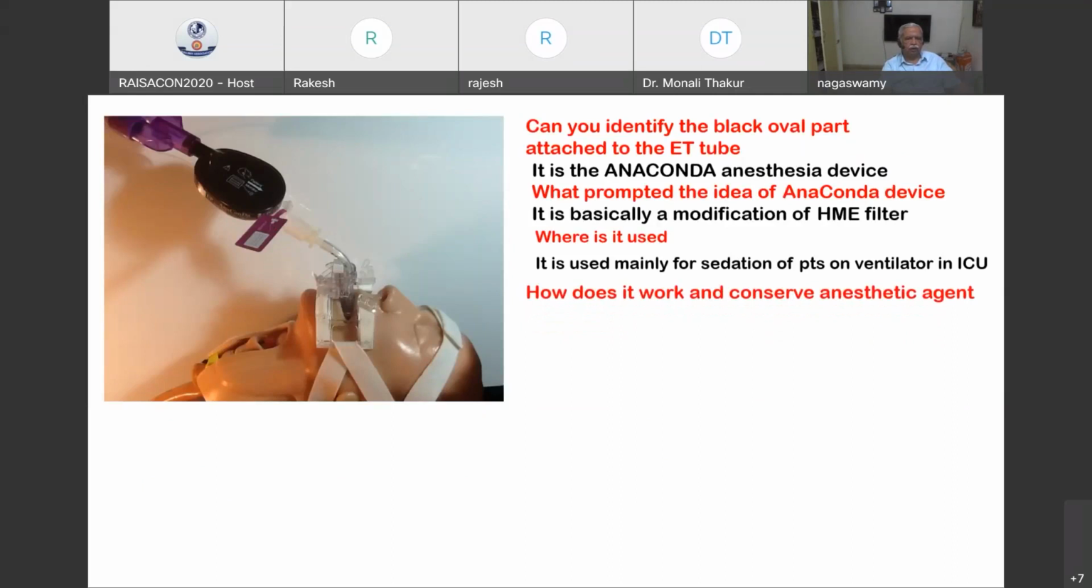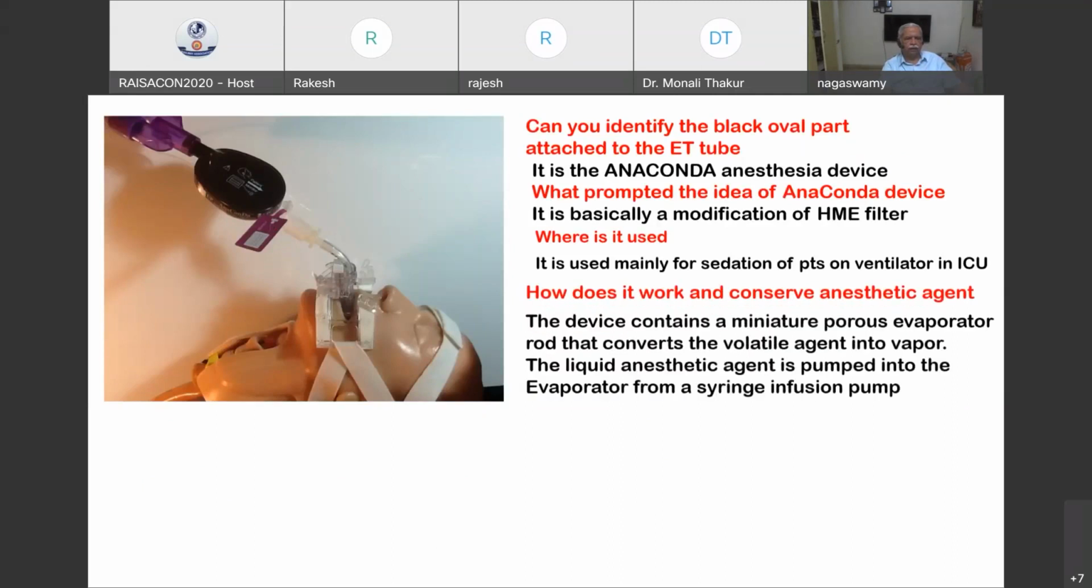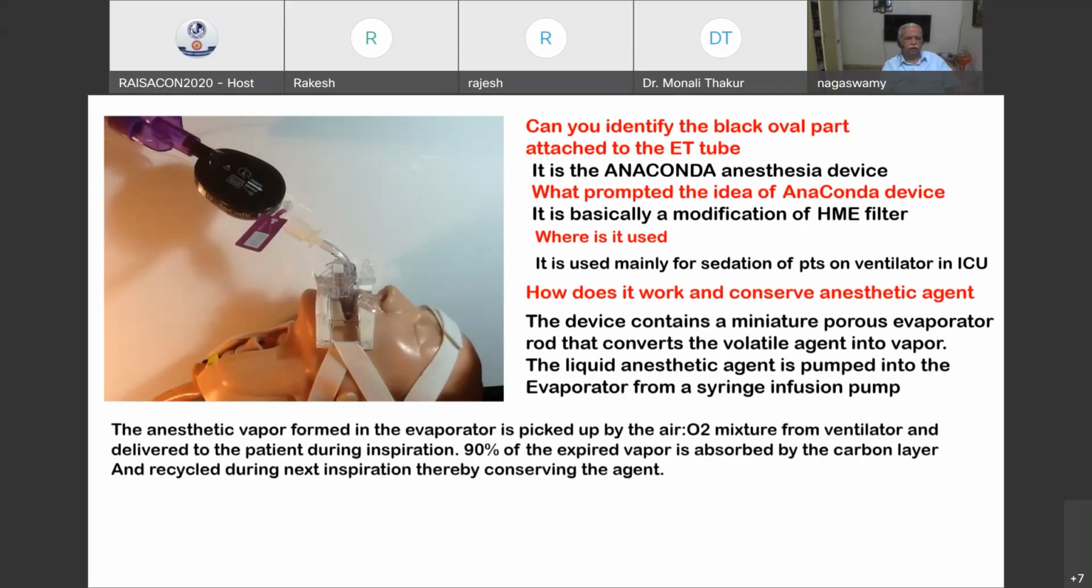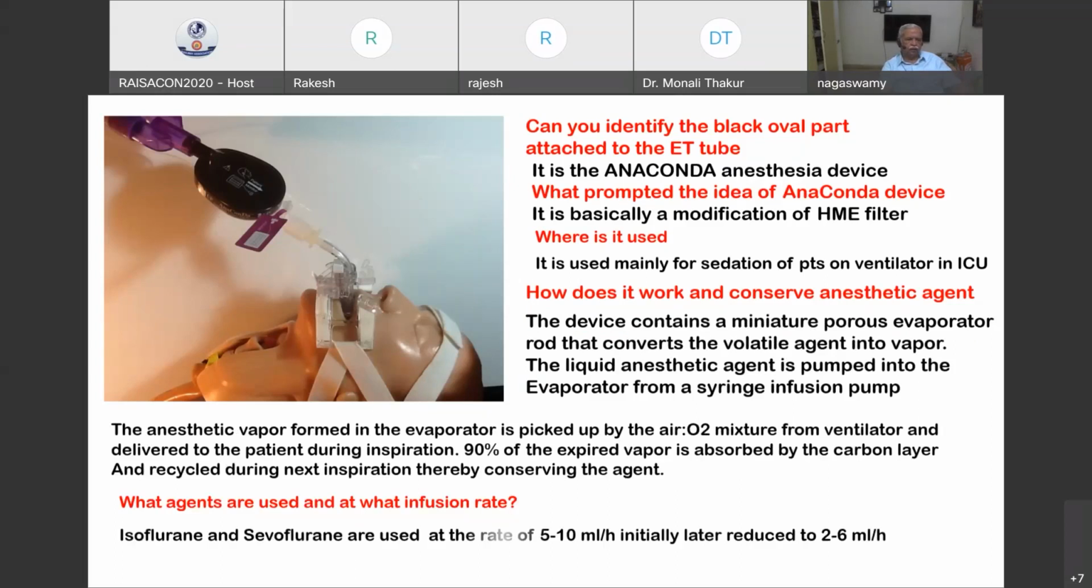How does it work? The device contains a miniature porous evaporator rod and converts the volatile liquid into vapor. The liquid anesthetic agent is pumped into the evaporator. The same agent is recaptured and reused, so that is the advantage. Both isoflurane and sevoflurane can be used.